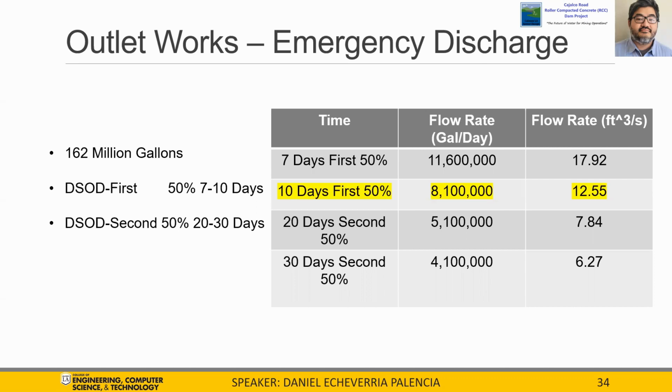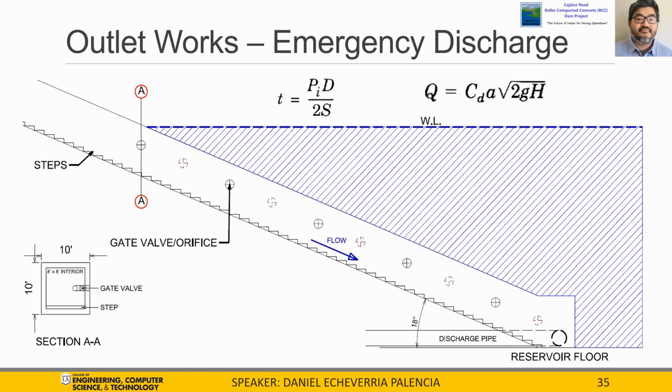So this reservoir is required to empty the first 50% of its volume between 7 and 10 days, and the second 50% of its volume between 20 and 30 days. From that, we can calculate the minimum required volumetric flow rate over a 24-hour period. The table shown lists the final flow rates with the 10-day drawdown period governing. With our flow rate, we're able to size our outlet pipe and size the tower orifices.